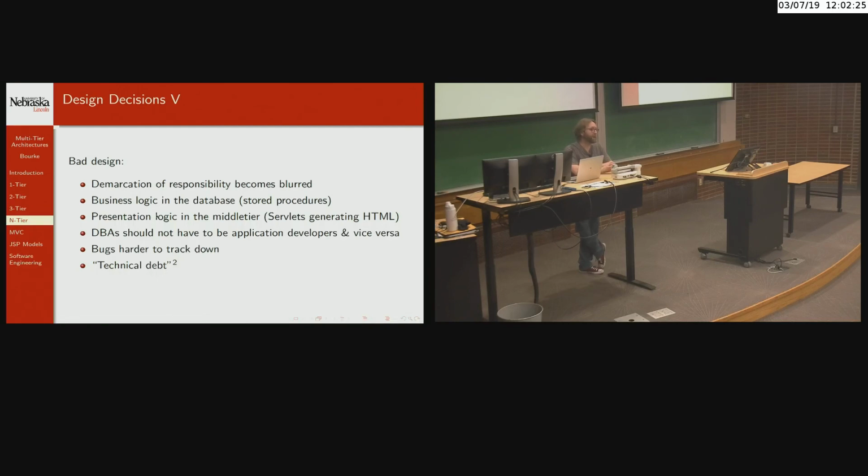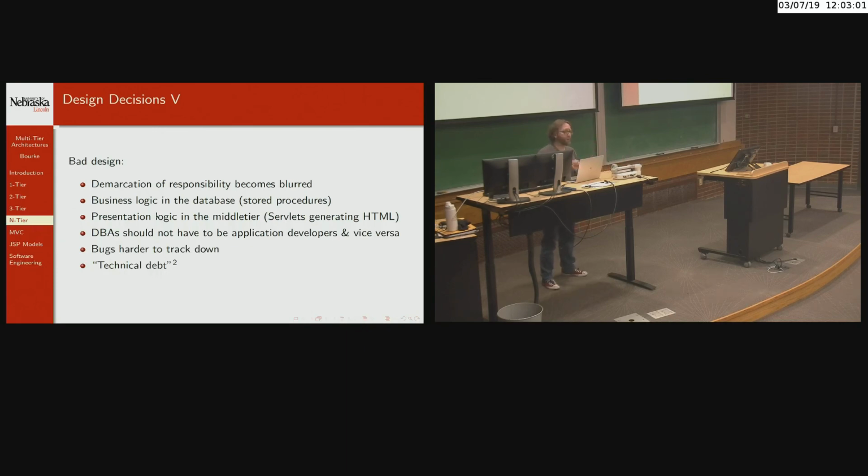You've got business logic stuck in your database tier, or your middle tier is for some reason generating presentation layer stuff. Like you've got Java files that are generating HTML or something like that. And so when you've got this, there is no demarcation of responsibility. Now everybody is responsible for the entire stack. You have to know how things are done in the presentation layer just to worry about data down here, right? That shouldn't happen. Bugs are harder to track down. DBAs should not have to be application programmers and vice versa, database administrators.